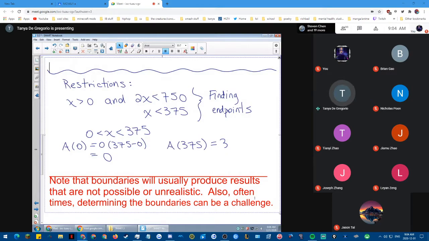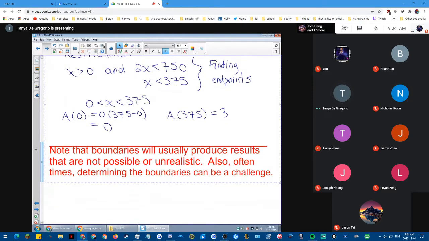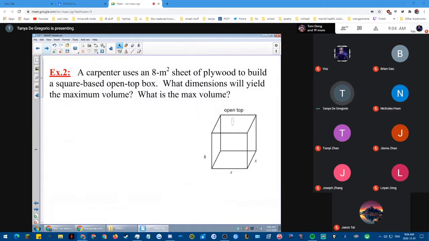So you guys have solved these types of problems. Okay, example 2. A carpenter uses an 8-meter squared sheet of plywood to build a square-based open-top box. What dimensions will yield the maximum volume, and what is the maximum volume?